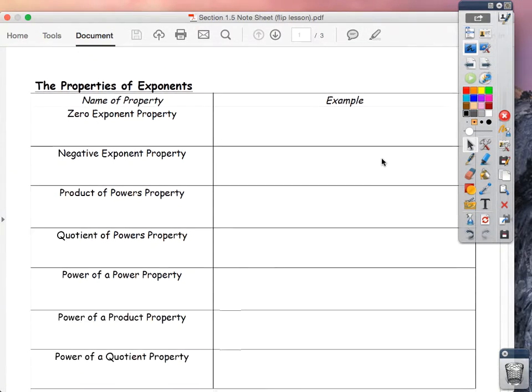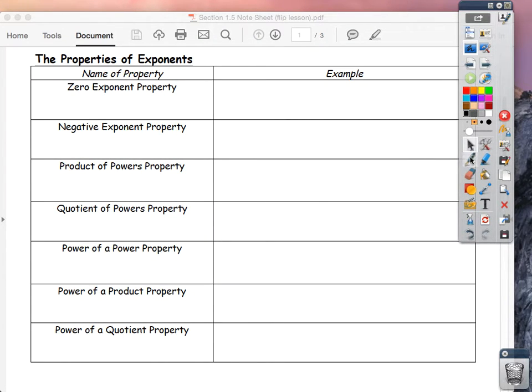So properties of exponents. All right, you want me to go through them? You do it, and I will write as fast as I can. Okay, zero exponent property. This property says anything that's raised to the 0 power is going to be 1.